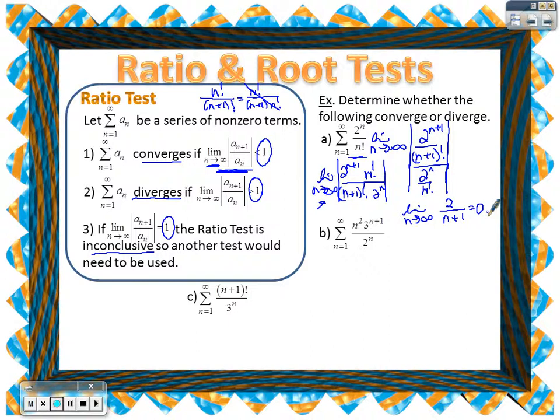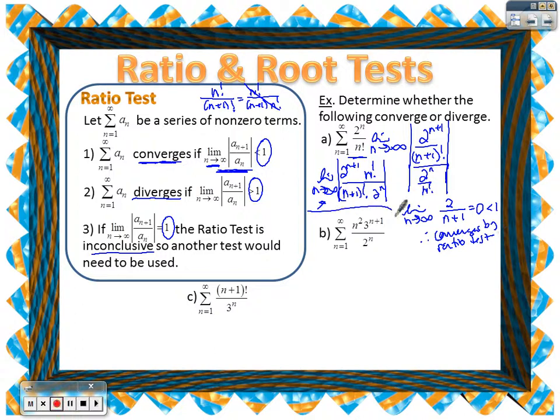We just have to remember what the situation is when we compare it to 1. So 0 we know is less than 1. So that means that it falls into this first category. Our series is therefore, our series converges by the ratio test.